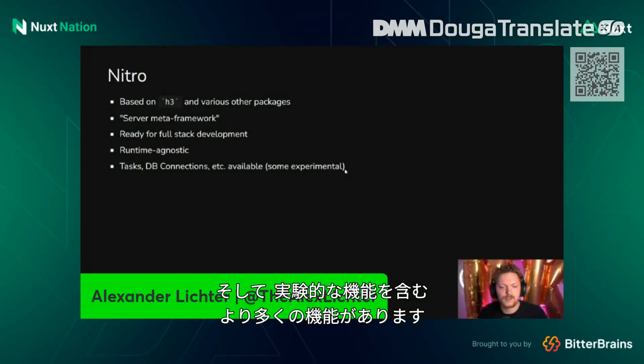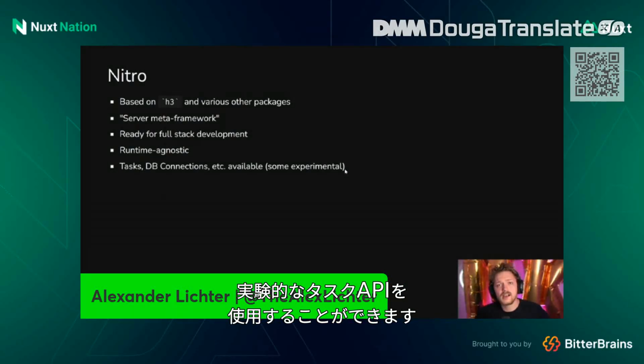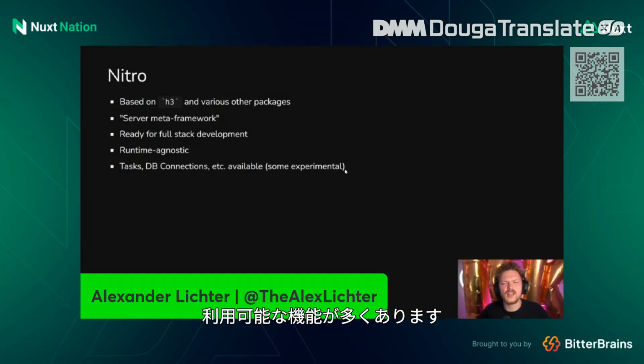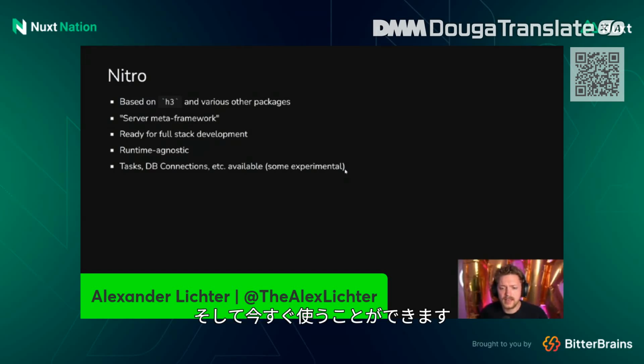And we have more features. Some are experimental, right? We can use the task API that's experimental. We can use DB0 for database connections. We have a lot of things available that are possible, and that you can use right now.